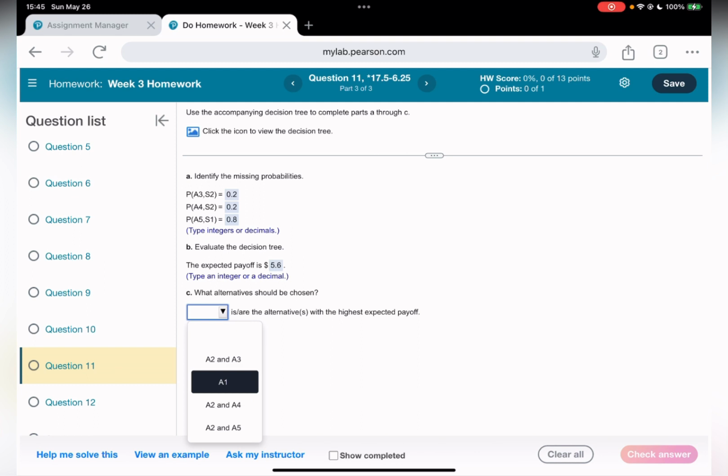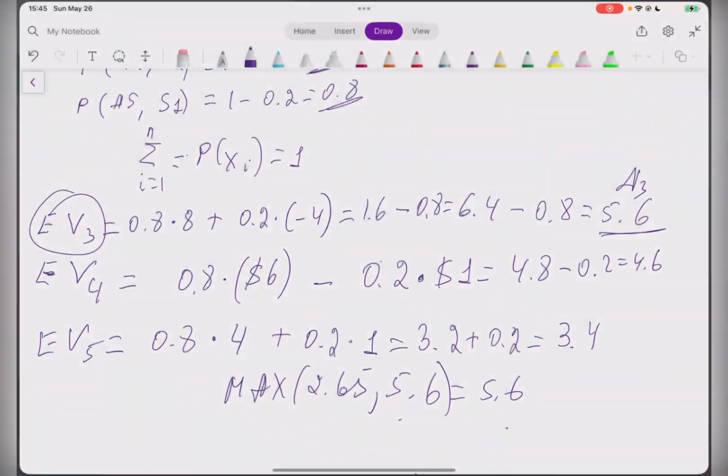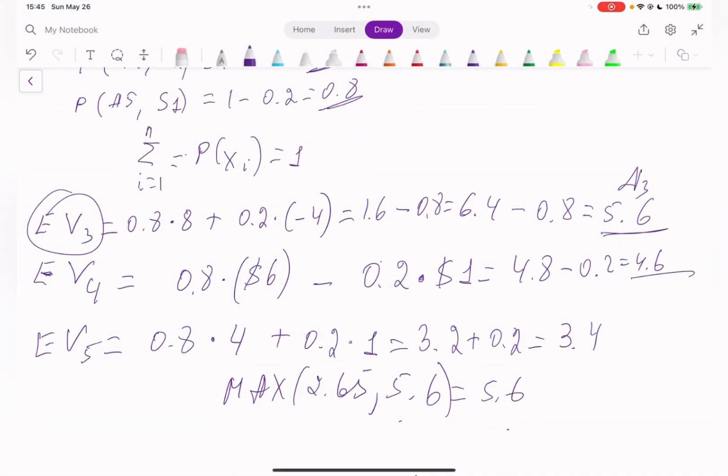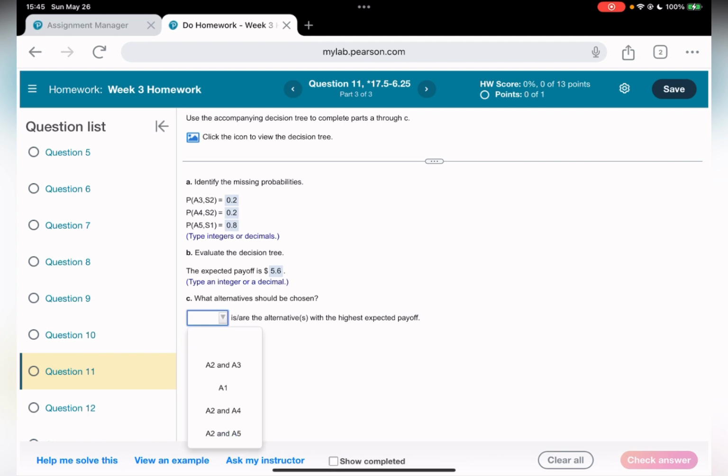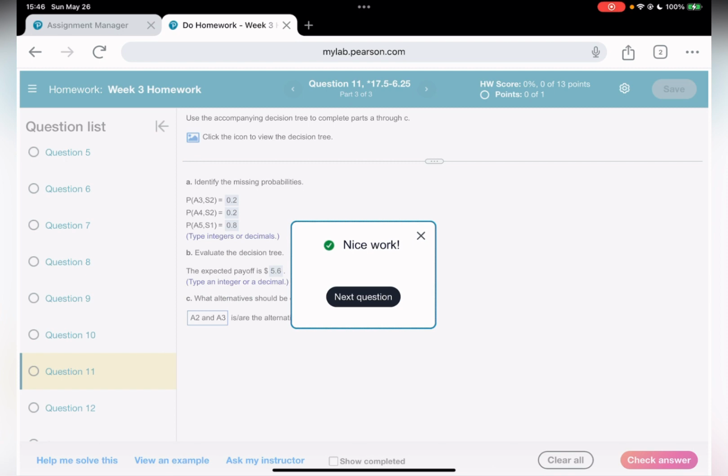Oh, we have one more there, right? Hold on, let me see. This is also for CB greater. Okay. A3, A4, let me see. Since our maximum is A3, so it's going to be A3 and A2. All right.